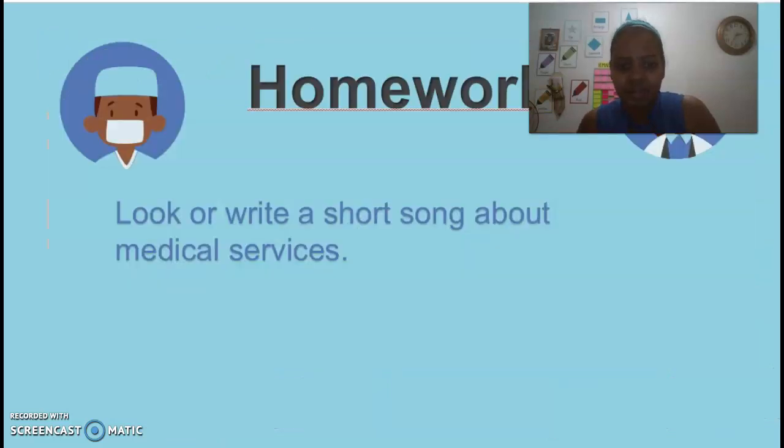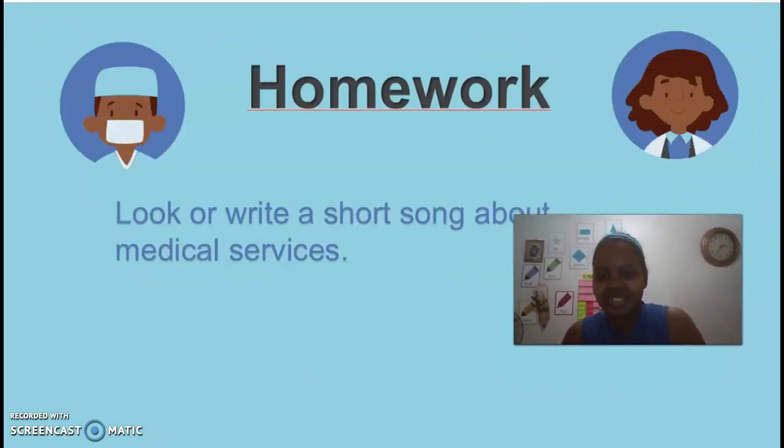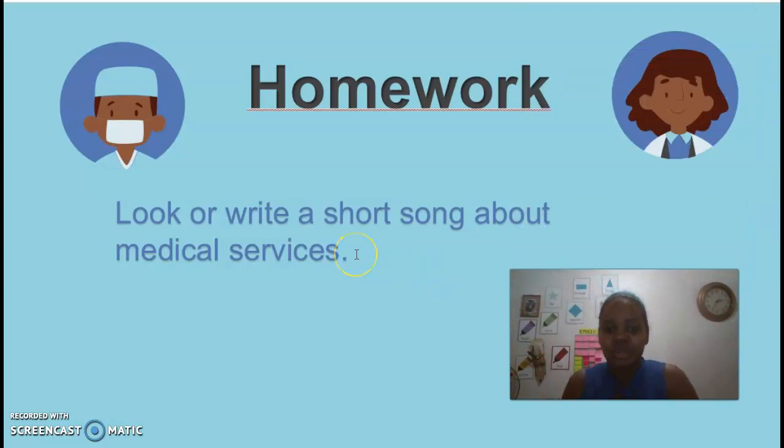Now it is homework time. You're going to look for or write a short song about medical services. You're going to look for the lyrics on the internet, or you can write your own song about medical services.